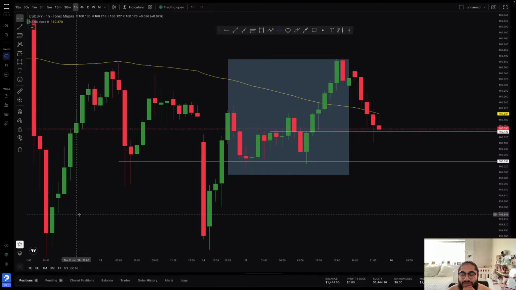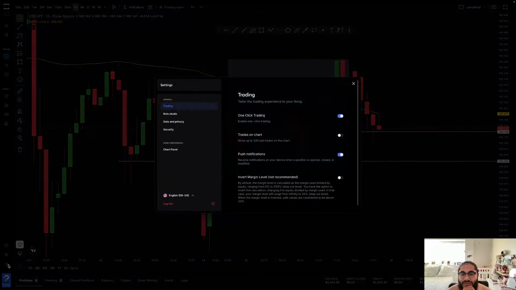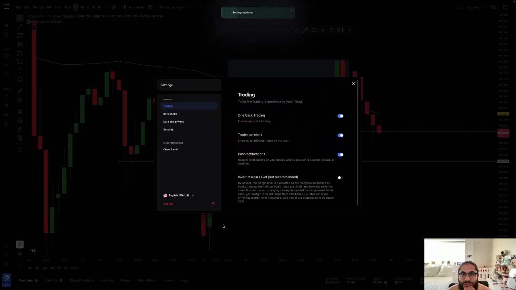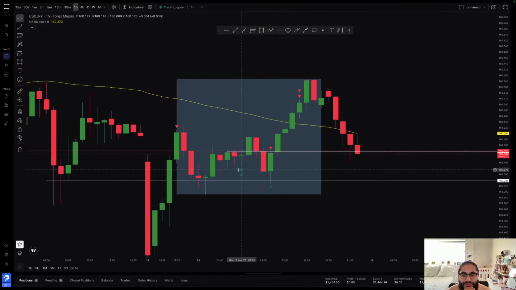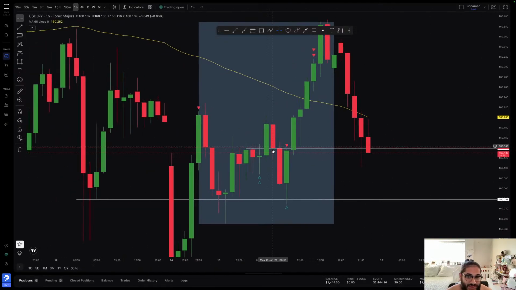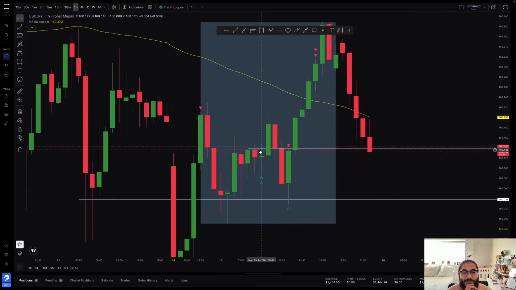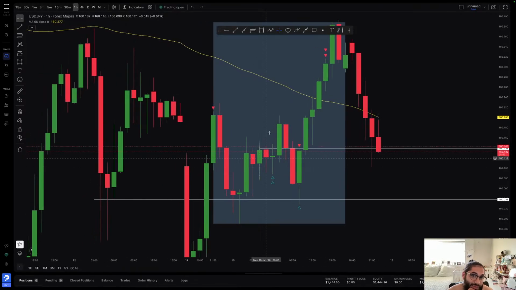Let me just turn it on for the sake of the video. Trades on chart. Settings updated. There we go. So actually this candle right here, not here. So we had two entries here, right? Two entries here. We end up then pushing, right?